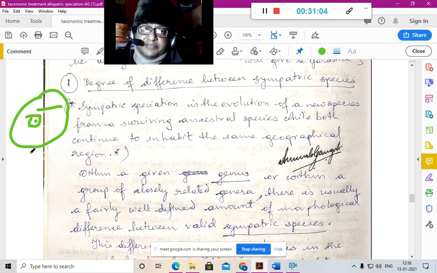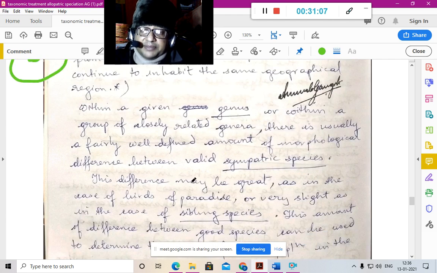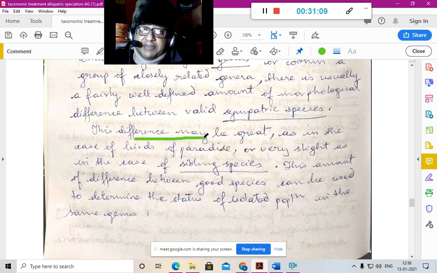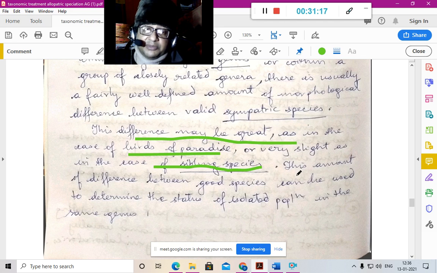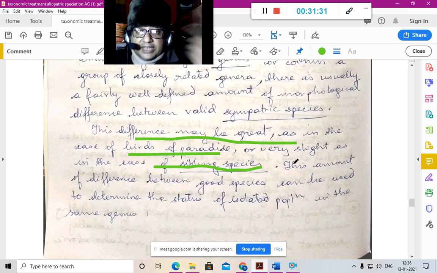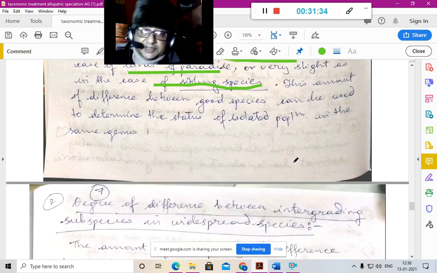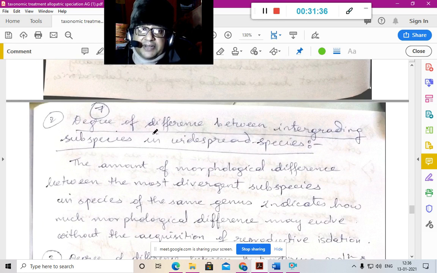How much morphological difference? Sometimes this difference can be very great, as in the case of birds of paradise, or very small, as in the case of Drosophila melanogaster and Drosophila simulans, which are sibling species. So you have to make a yardstick for this: this much difference means different species, this much similarity means the same species.